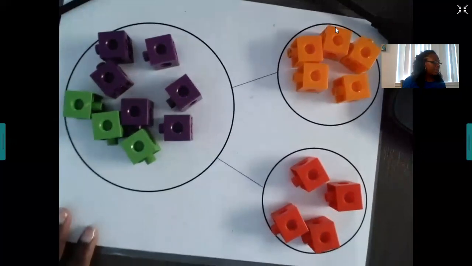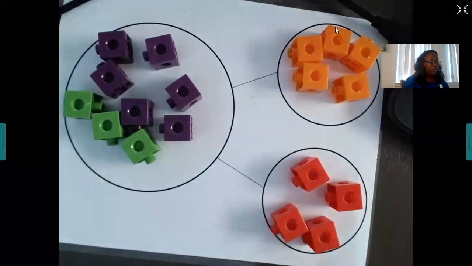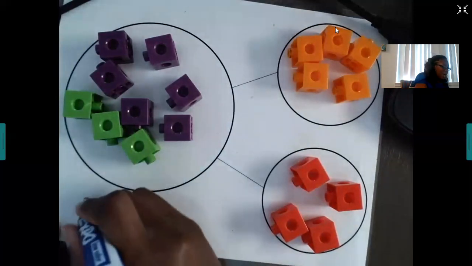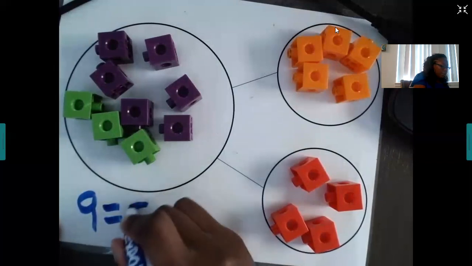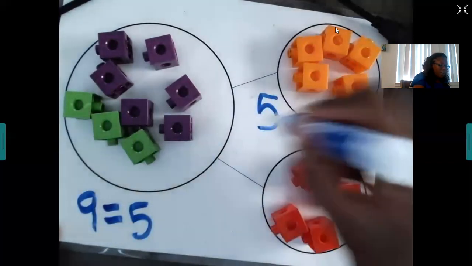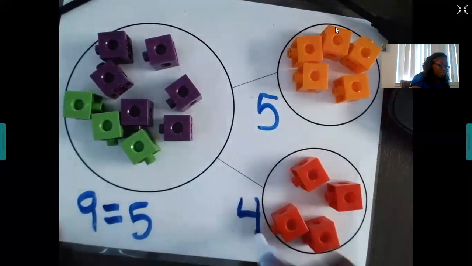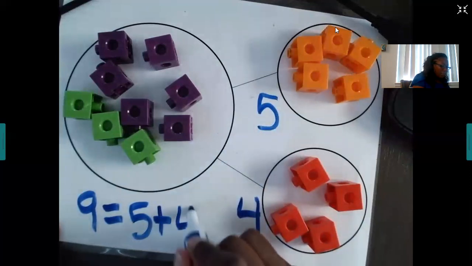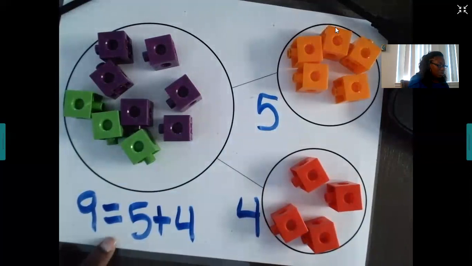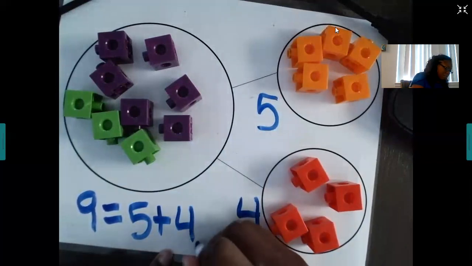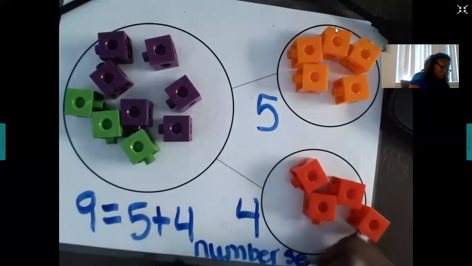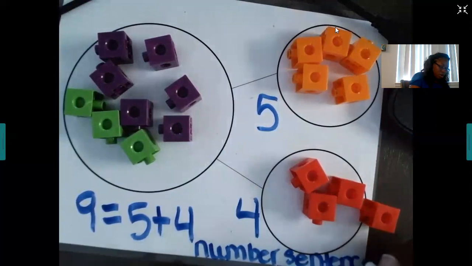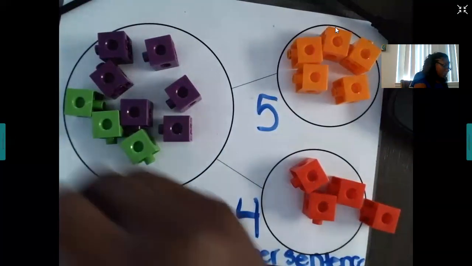So for my number sentence, Miss Bowen would write 9, which is my whole, equals 5, which is my first part, plus 4, which is my second part. 9 equals 5 plus 4. And that would be my number sentence or equation. You can call it either one you'd like.